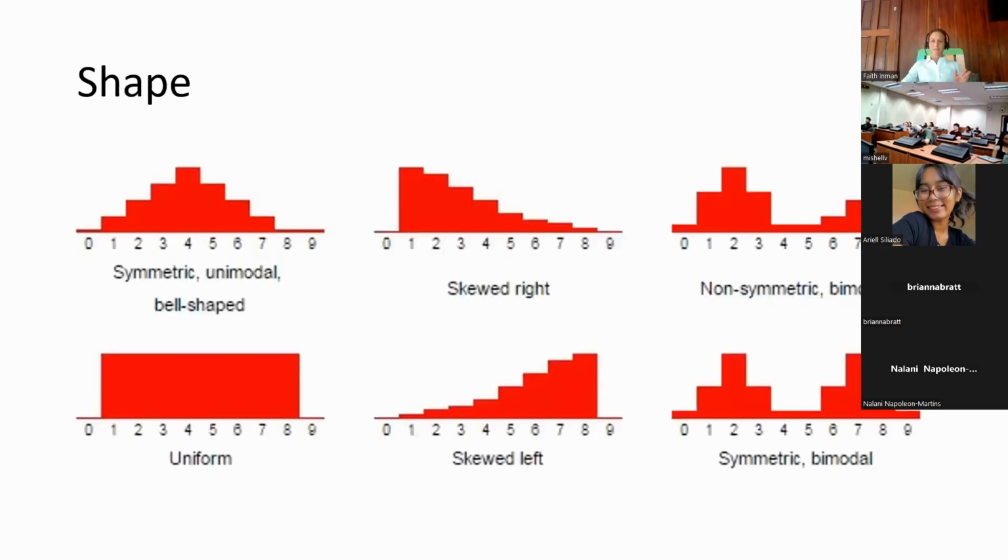So here's an example of a bunch of different distributions, where you can see the different shapes. And the shape is really important because the shape tells us what kind of statistics might be appropriate for this data.